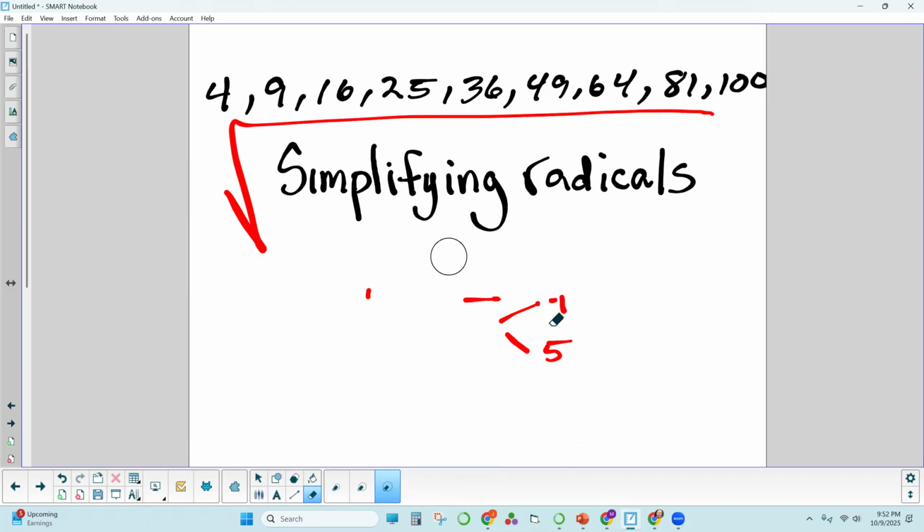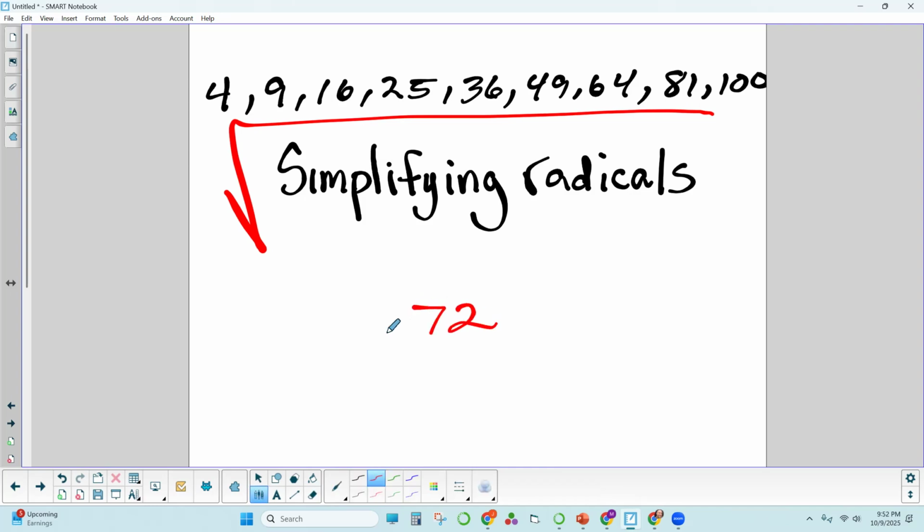Let's look at another one. How about the square root of 72? Okay? So let's think about what factor of 72 is a perfect square factor, the largest perfect square factor of 72. Now you might think, what about 9? Well, 9 is a factor of 72 and it is a perfect square, but there is one that is larger, and that would be 36, right? So we want this to be a one-step problem, right?